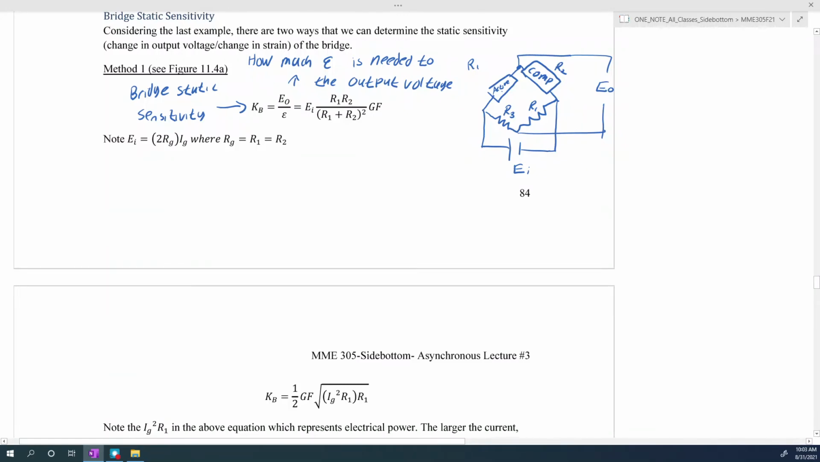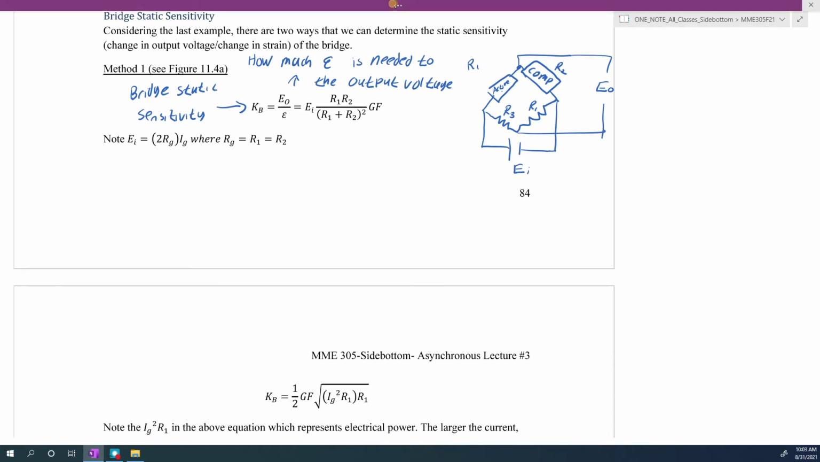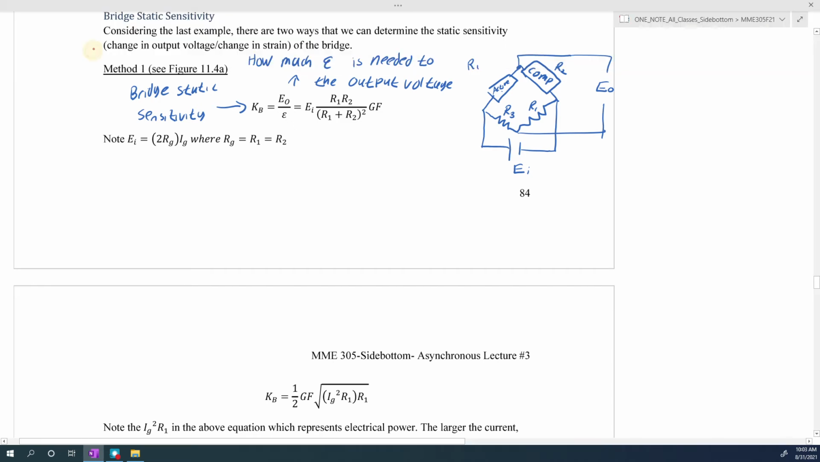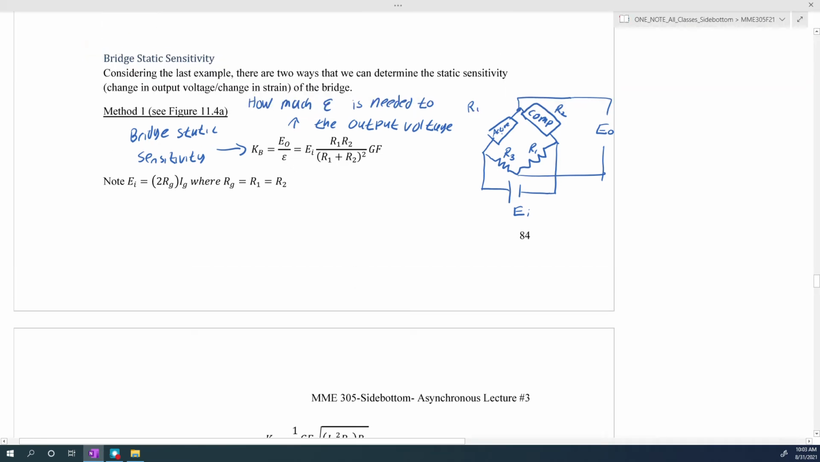So in this video, we're going to talk about determining the static sensitivity of our Wheatstone bridge. You can think of the static sensitivity as how much strain is needed to increase the output voltage. In the first method we had, the first strain gauge R1 was our active gauge, and our second gauge, our compensating gauge, was R2. We define the bridge static sensitivity using this ratio here.